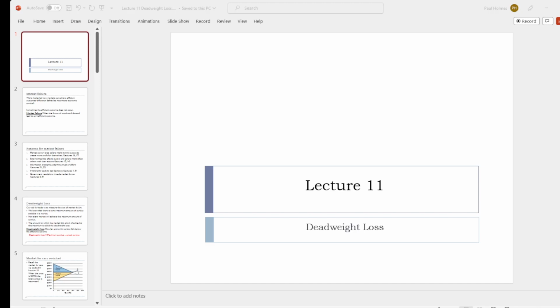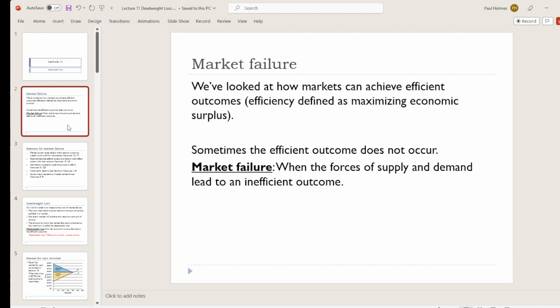In Lecture 10 we looked at how to measure economic surplus through consumer and producer surplus. And one of the things that we saw in Lecture 10 was that markets usually do a pretty good job of maximising this economic surplus, making it as large as possible, leading to the economically efficient outcome. What we're going to do in Lecture 11 is look at situations where that's not the case.